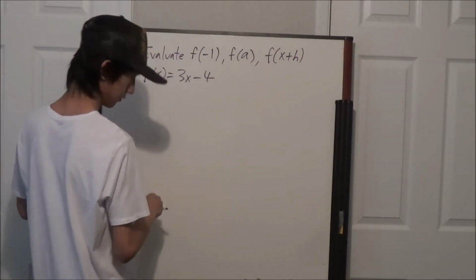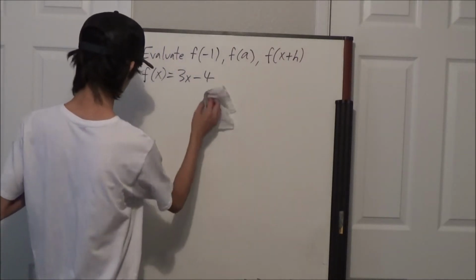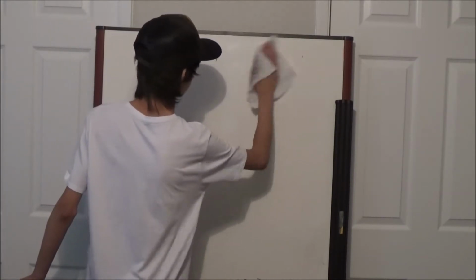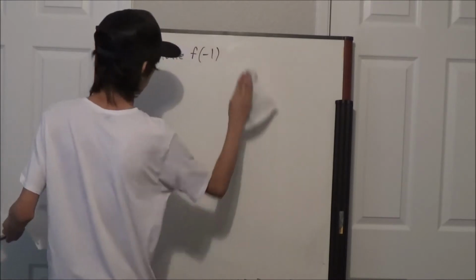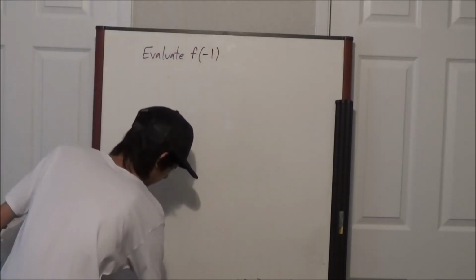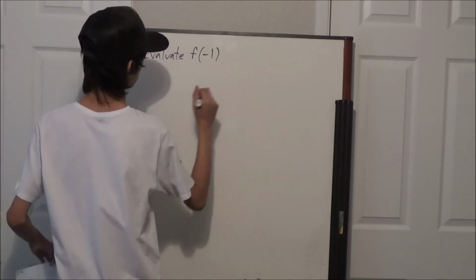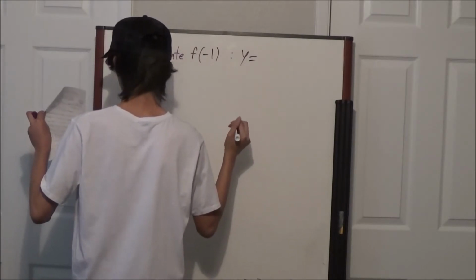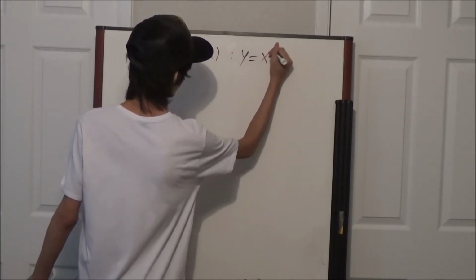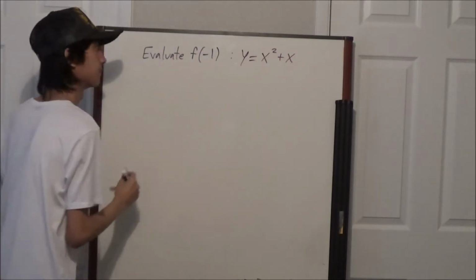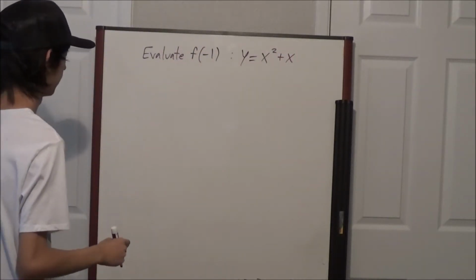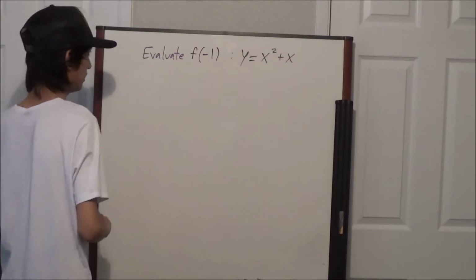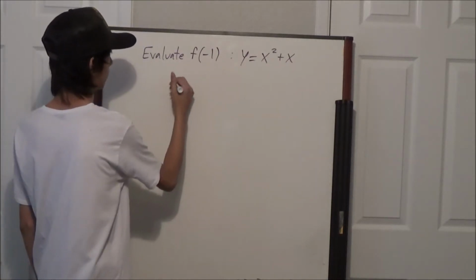Okay, that's it. Let's do another example. This time we're going to evaluate -1 again. But this time our function is going to be y equals x squared plus x. We have 2 x's, so it's only right to plug into both. So we plug in both.